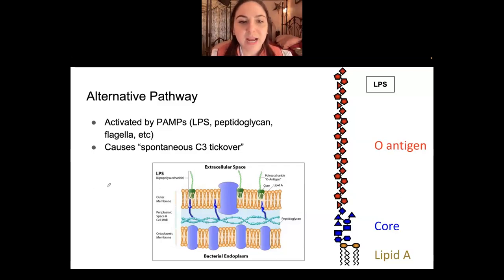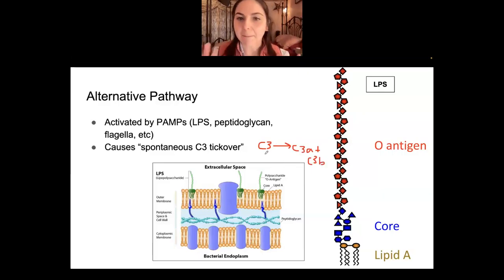The alternative pathway activation is kind of weird. It starts with what's known as spontaneous C3 tickover, and I'll go into what that means. You have this complement protein C3, and it's just randomly always being broken down into C3a and C3b. I'm going to talk about this on a future slide, but I just want you to be aware of this.